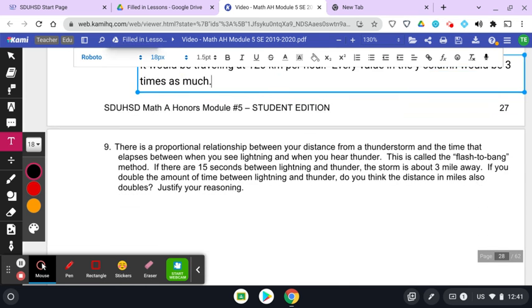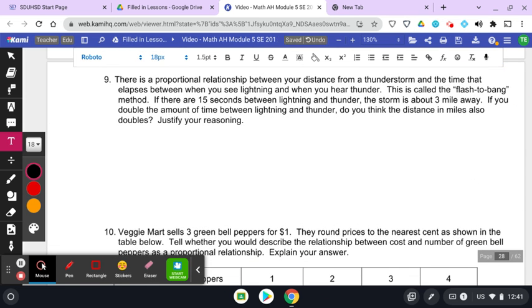Okay, number 9. There is a proportional relationship between your distance from a thunderstorm and the time that elapses between you seeing the lightning and when you hear the lightning. This is called a flash to bang. If there are 15 seconds between lightning and thunder, the storm is about 3 miles away.